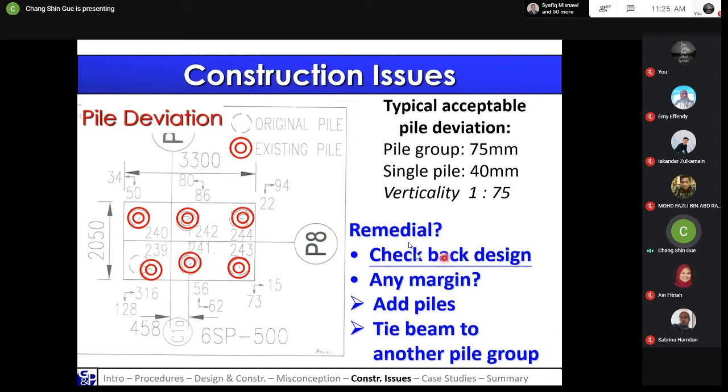So that is what's called a tie beam to another pile group. So you share the load between two pile groups. So these are some of the remedial works that can be done.